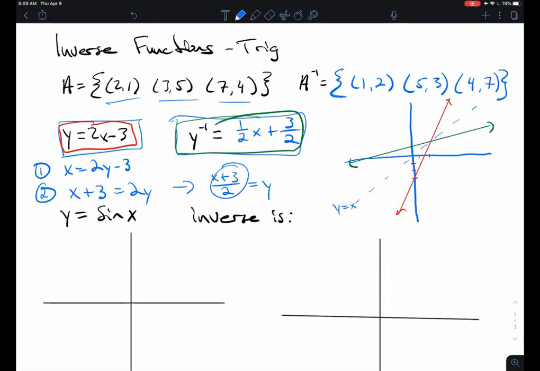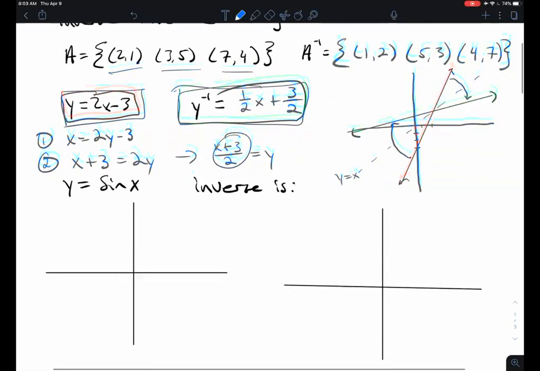So hopefully, if my picture is not too crummy, you can see that if I were to spin that red graph around that y equals x dotted line, it would land on the green one. So this would spin to here, and that would spin to there, and it would fall on it. Fair enough? That's the relationship for inverses.